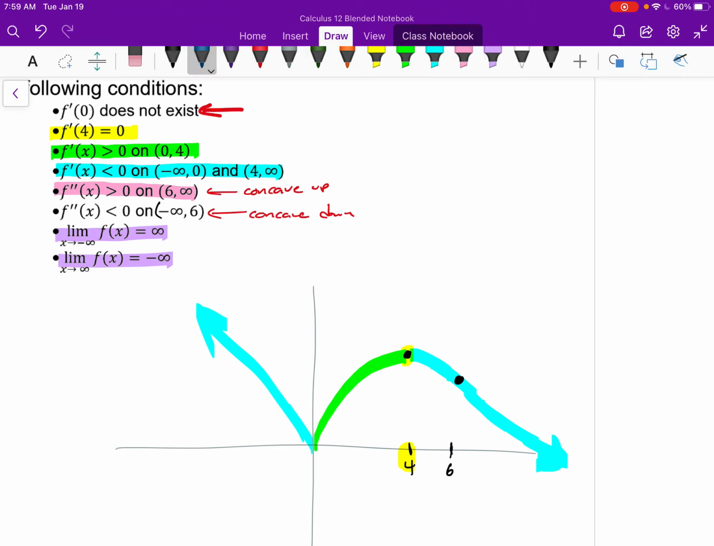And so if I just draw this now without a highlighter, something like this. We have a cusp right there, so the first derivative does not exist. We have a critical point there, an inflection point there, and then concave up, but still going down forever at 6 onwards. And again, there's my inflection point. And notice again, at 0, my first derivative does not exist, as stated.